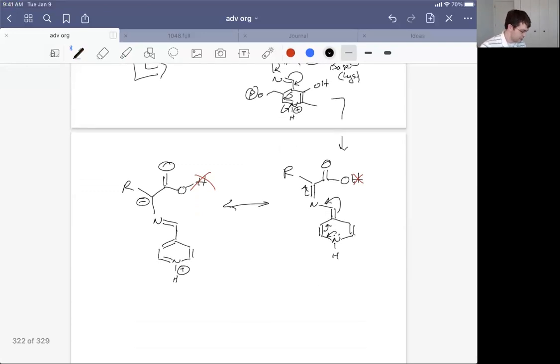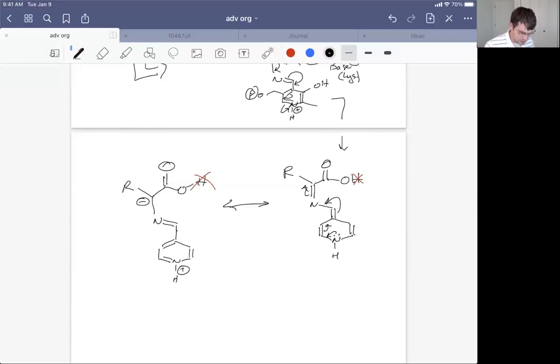Okay, so we have this negative charge at this position. And what will that negative charge do? Well, the negative charge could do a few things. We could pick up a proton. Now, if we do pick up a proton right there, we just form back the starting material.